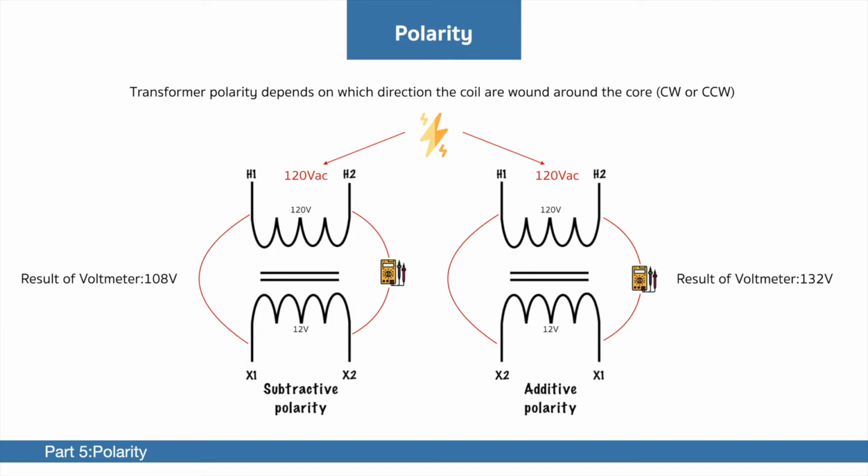In contrast, when we connect it up for subtractive polarity, we should see that the secondary coil subtracts from the primary coil, so we will get less voltage output.